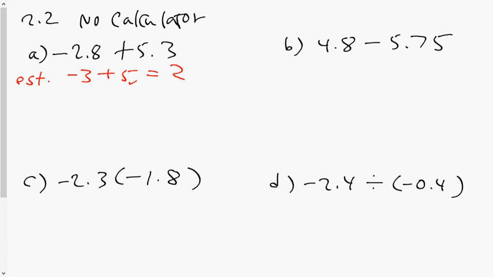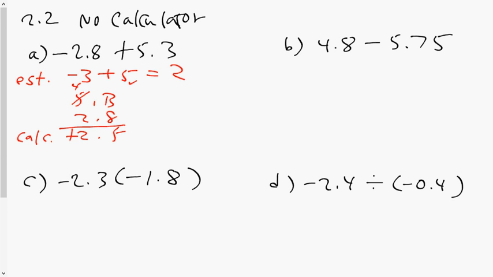So we're going to apply that same principle to 5.3 and 2.8. We're going to subtract them. I'm going to borrow here. I get 5 and I get 2. So since I have 2.5 more positives, my calculation is going to be positive 2.5.